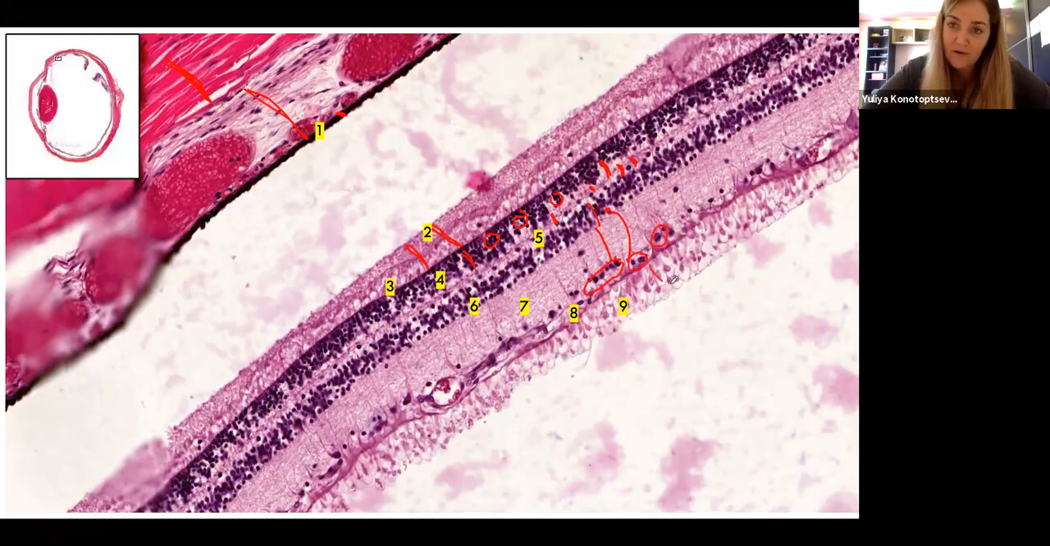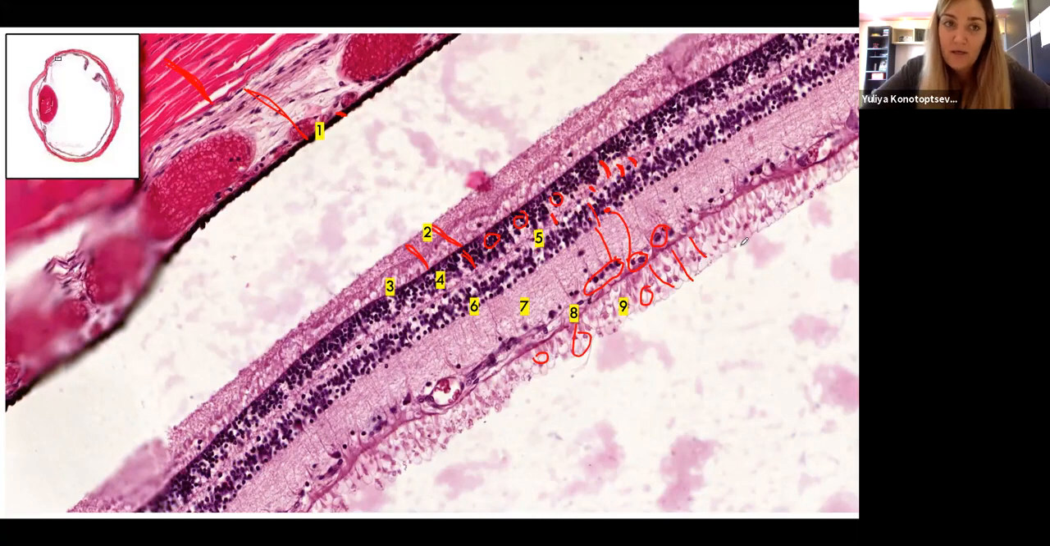The ninth layer is the nerve fiber layer. This layer right here contains axons of the ganglionic cells. So these are axons of the ganglionic cells. They're starting to create the optic nerve.